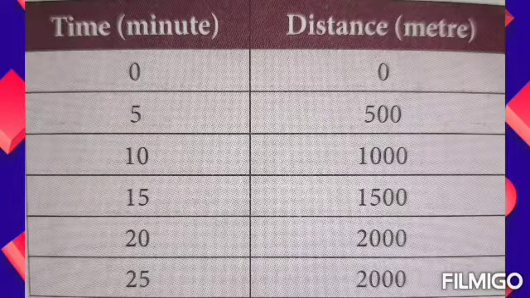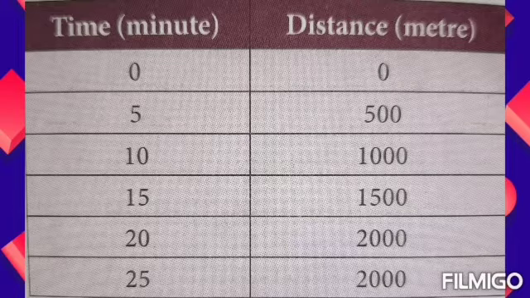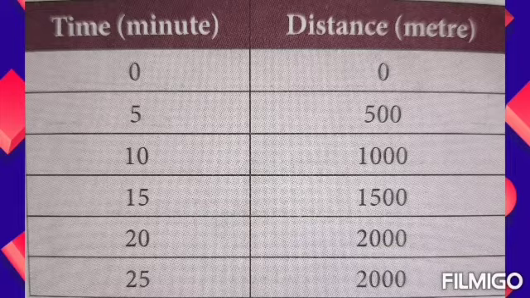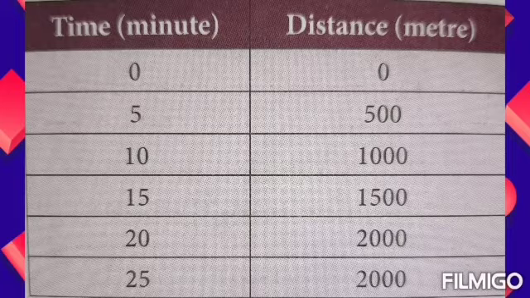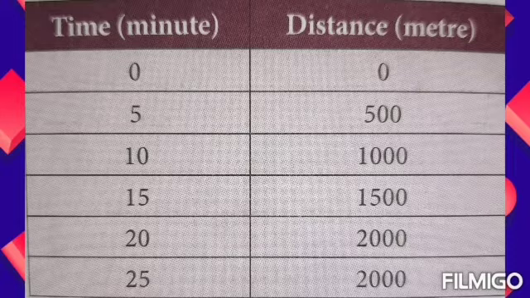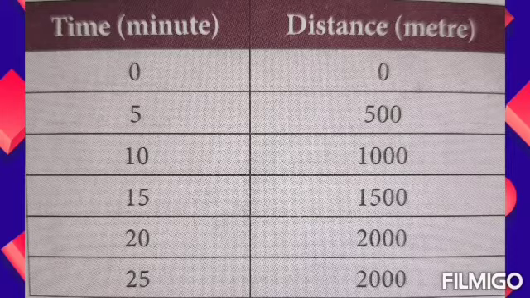Next we can learn the distance time graph for uniform motion. Already we have learned about uniform motion. What is uniform motion? Equal distance in equal intervals of time. Look at this tabular column. Time is given, distance is also given. First is 0 minute, distance also 0. Now 5 minutes, how much distance? 500 meter. 10 minutes, 1000 meter. 15 minutes, 1500 meter. 20 minutes, 2000 meter. 25 minutes, 2500 meter. Like that it is going on.